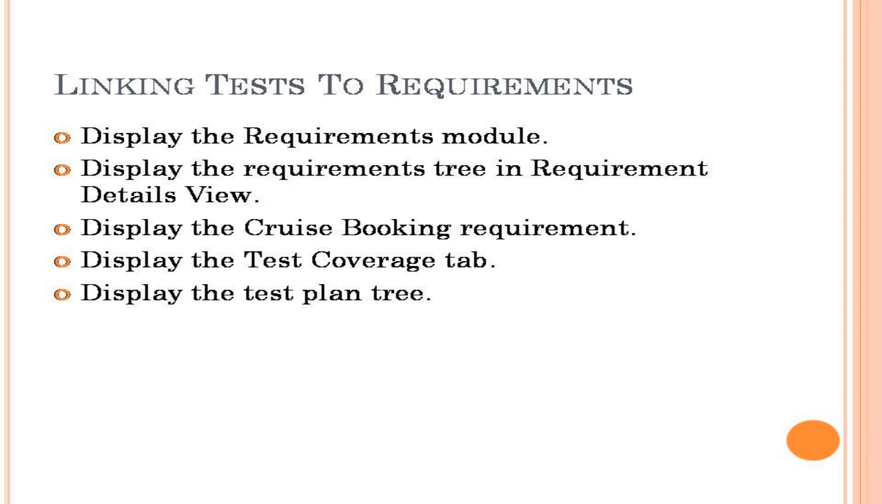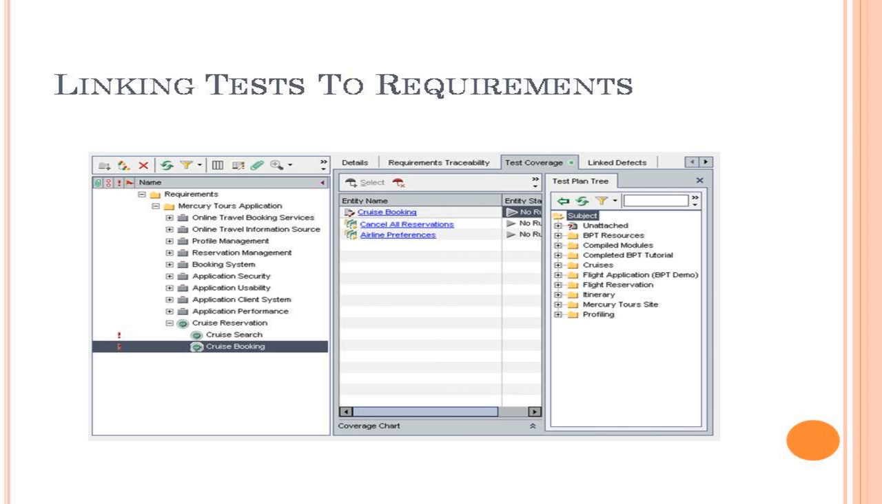2. Display the Requirements tree in Requirement Details view. Choose View, Requirement Details. The Requirement Details view is displayed. 3. Display the Cruise Booking requirement. In the Requirements tree, expand the Cruise Reservation folder, and select the Cruise Booking requirement. 4. Display the Test Coverage tab. In the right pane, click the Test Coverage tab.